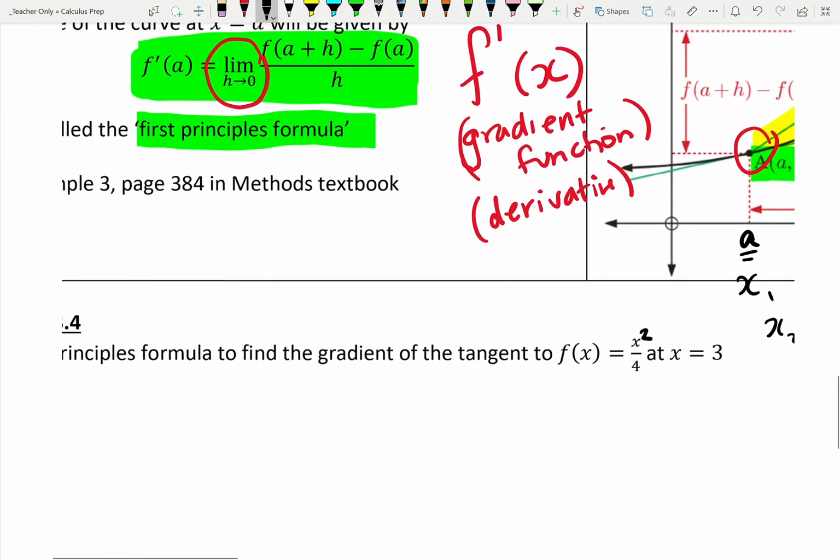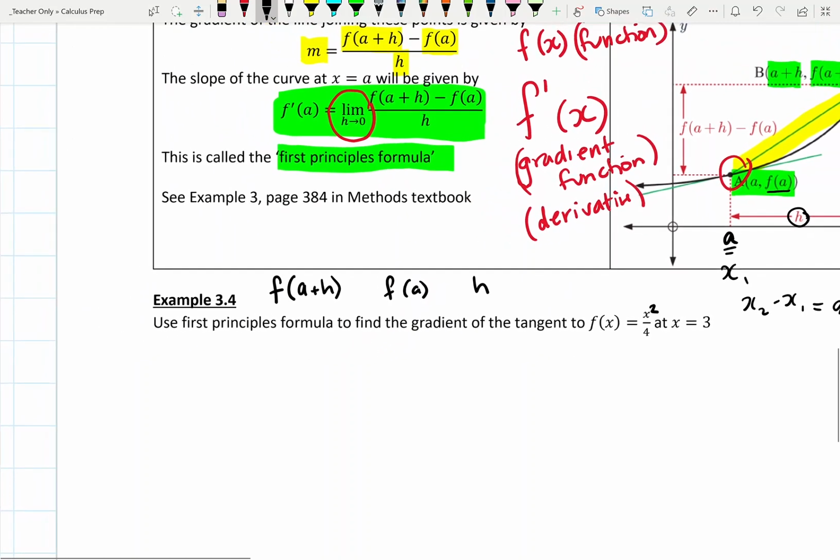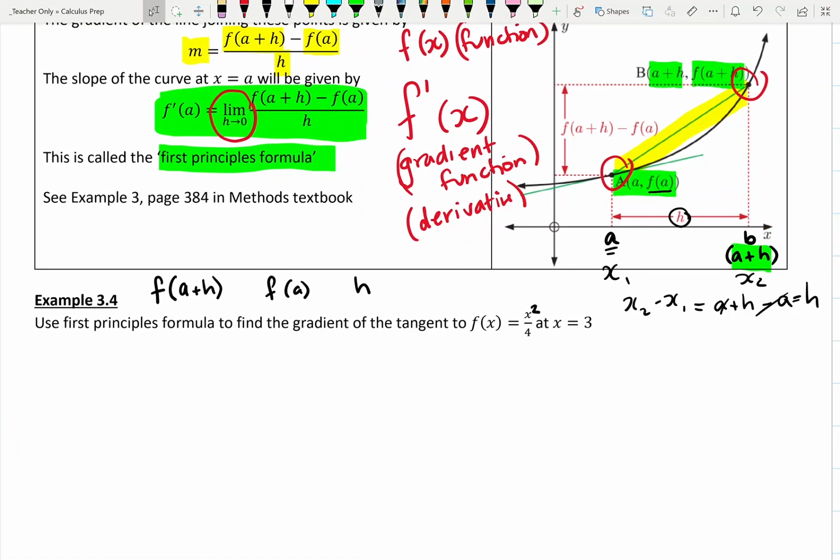All right, so looking at our first principles formula, we've got 3 variables or 3 values in there: f of a plus h, f of a, and h. Just over to the right, we've got f of x already, and we're just going to treat that as f of a. So then we work out what f of x plus h is, and that's going to be x plus h all squared on 4, so just subbing in x plus h. Just going to leave it like that for the moment, and we'll work out what to do with it in a minute.